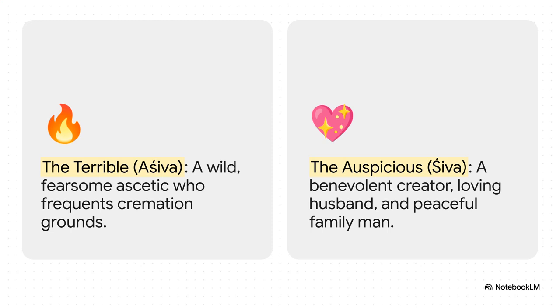And this duality, this is the absolute key to understanding him. On the one hand, he's Ashiva, which means the inauspicious. This is the fearsome, wild ascetic who hangs out in cremation grounds covered in ash. But on the other hand, he is Shiva, the auspicious, the gracious creator, the protector, the devoted husband and father. And it's the tension between these two poles that makes him such a compelling figure.